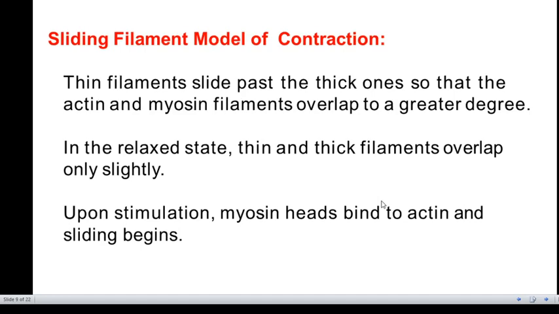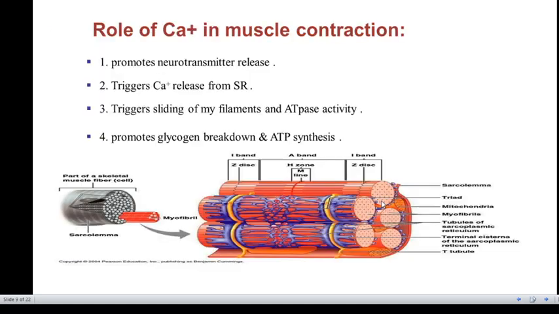Here the thin filament slides past the thick one so that the actin and myosin filaments overlap to a great degree. In the relaxed state, thin and thick filaments overlap only slightly. Upon stimulation, myosin heads bind to actin and sliding begins.